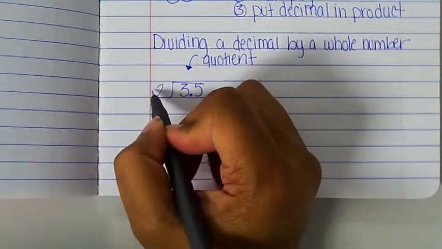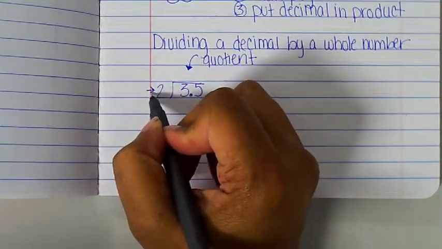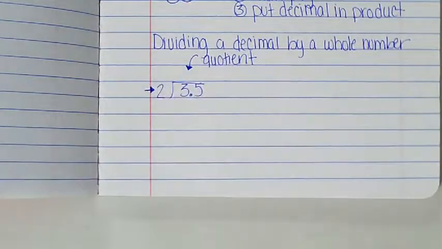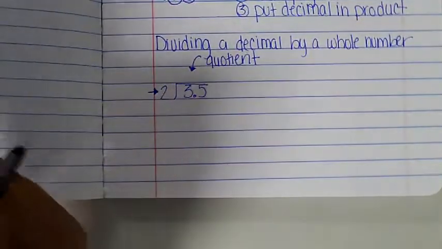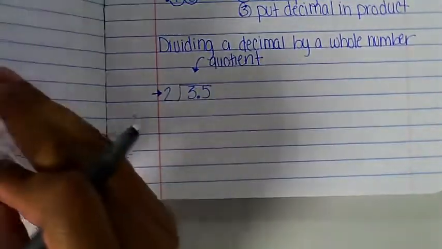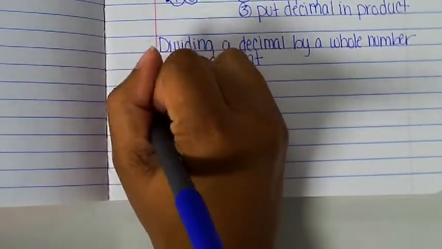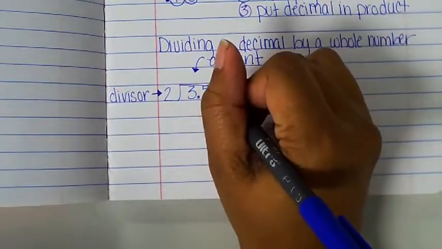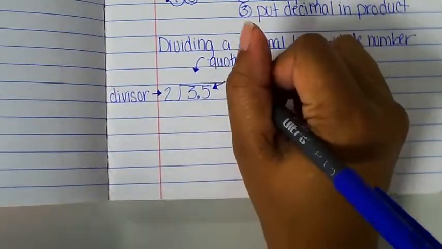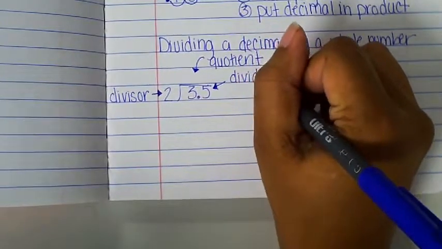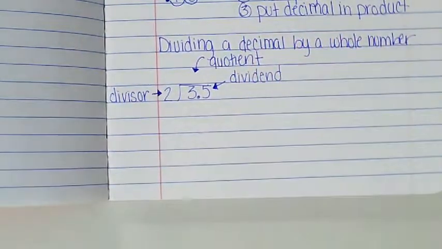Okay. This number that I'm dividing into, the other number is called the what? I always forget this one. It is the divisor. So that makes this one the what? The dividend. Okay, make sure you put your labels because we're going to use that vocabulary to explain our steps.